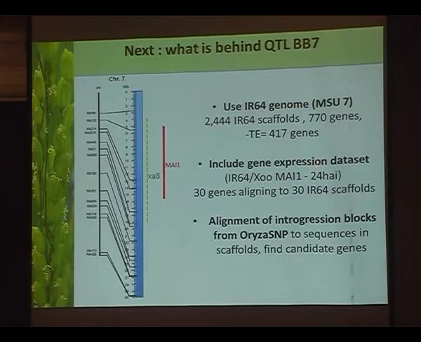We have also done in the lab some gene expression analysis using IR64 compared to MI1 and also a mock inoculation. And we have 30 genes that align to these IR64 scaffolds in this region. And recently also, my colleague at IRRI, Mao, did some alignments of integration blocks from the oryzae SNP. So we have also narrowed down a little bit. We can locate some IR64 integration in this region between 6 and 7 megabase. So it's still a QTL of 11 megabase.